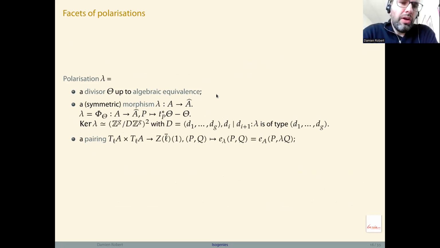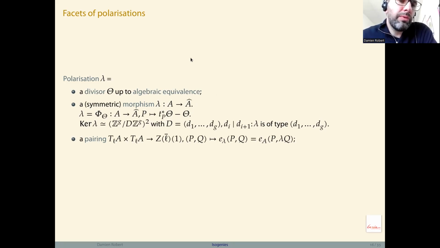So algebraically, the polarization lambda will be a divisor theta up to algebraic equivalence. And we have the same kind of alternative representation as over the complex case. It also can be given as a morphism lambda from A to its dual. It's a convenient way to represent a polarization as a morphism from A to its dual, simply by sending P to the translate by P of theta minus theta. This is a morphism by the theorem of the square, and this gives me the morphism associated to the polarization.